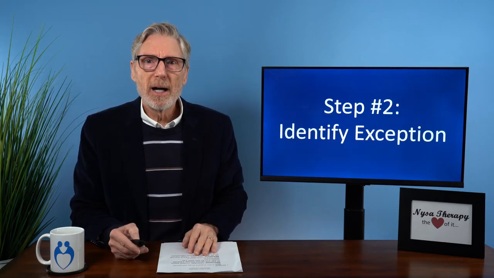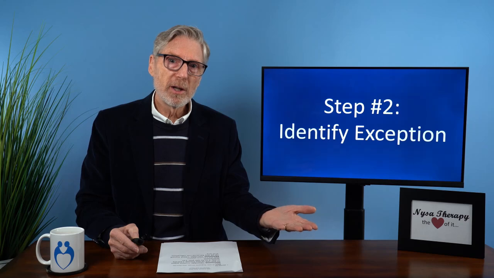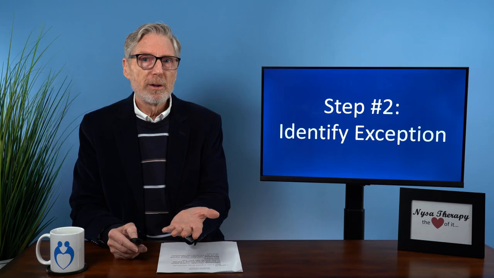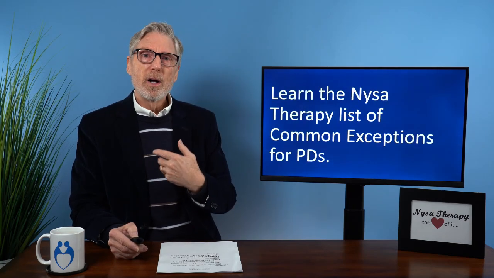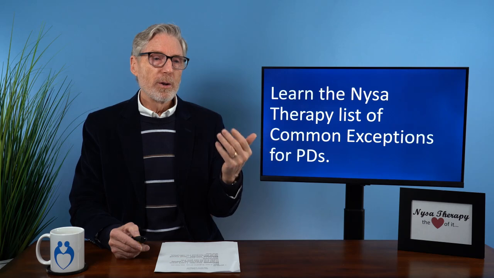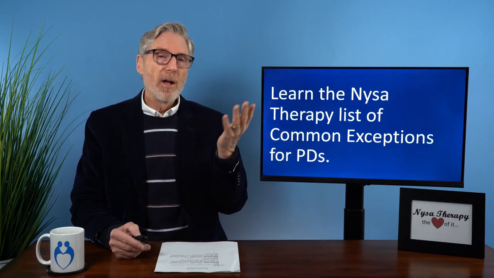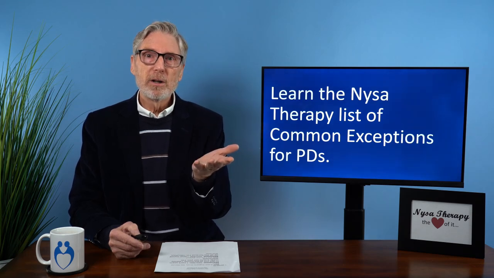Step number 2, identify the exception. You're going to identify which personality disorder they are using to protect themselves, and then you're going to identify the exception to that PD. So, learn the Nysa Therapy list of common exceptions for PDs. What we've done for you, and you'll be happy to hear it, is for every criteria of every personality disorder, we've given you an example of common exceptions. So, under the criteria for the borderline patient has frantic efforts to avoid real or imagined abandonment, we've said the patient is peaceful and competent while you're on vacation, for example. Common exception. So you learn that list, it'll get your head in the game too.